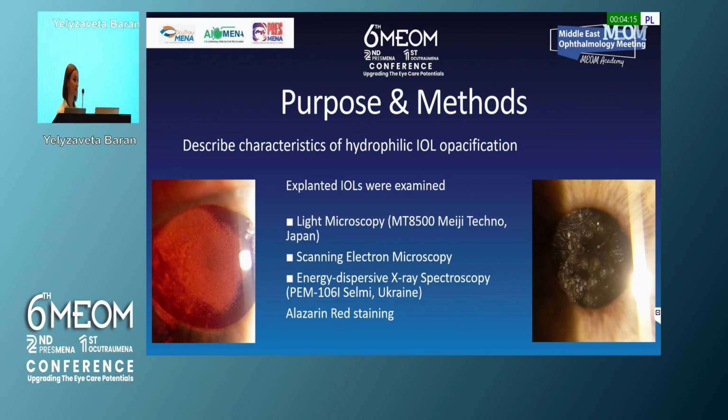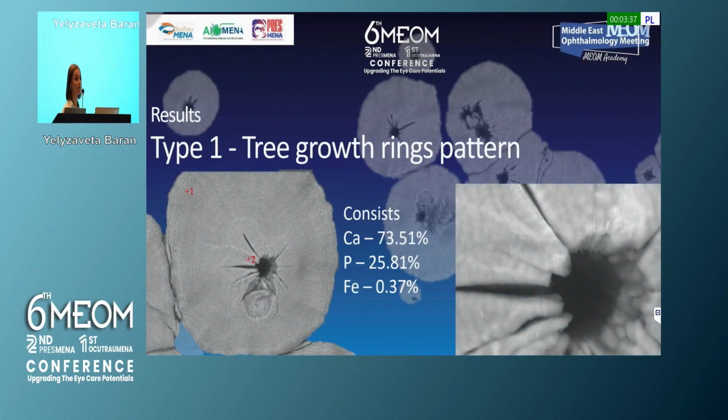So the main goal of this presentation is to describe different patterns of IOL opacification and to describe underlying causes and implications for patients. And our study involves 16 patients that have varying degrees of vision loss, and they required IOL explantation. So after explantation, all IOLs were examined by light microscopy, scanning electron microscopy, energy dispersive X-ray spectroscopy, and alizarin red staining. And during investigation, we found at least 5 different patterns of IOL opacification.